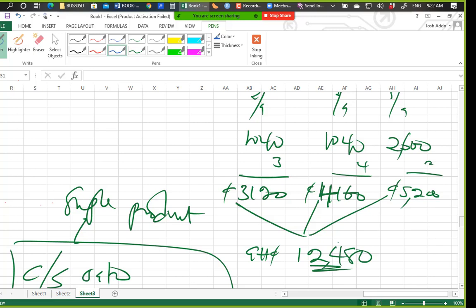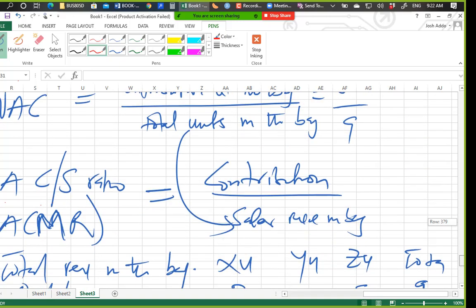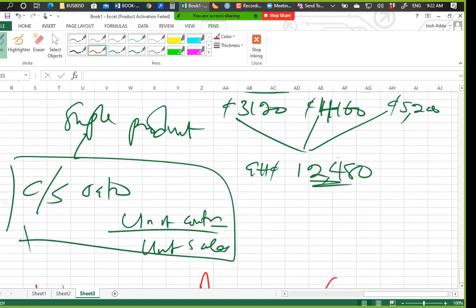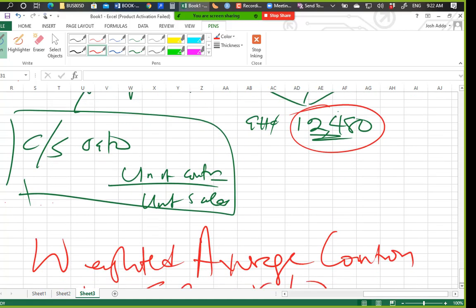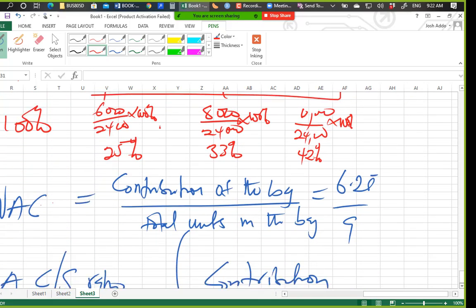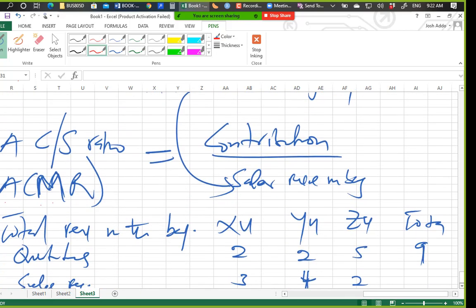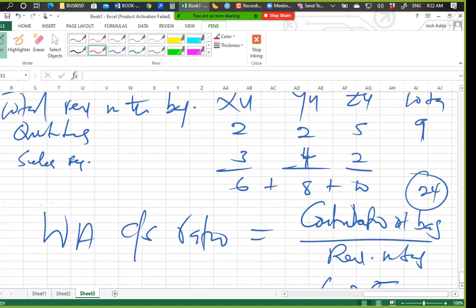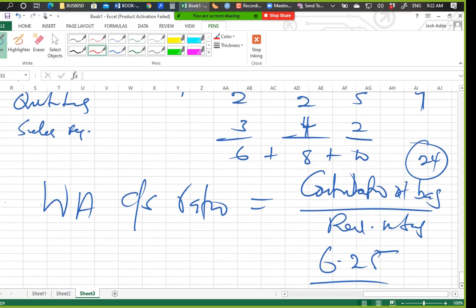But I said that instead of going by this approach, this is the physical quantity, and this is the selling price. Then it gives you this, the revenue, we add them. The weighted average contribution to sales ratio will make you get this figure straight away. And that's what we did. And then we have gone through all the procedures in calculating the weighted average contribution to sales ratio. That is the contribution in the mix or the bag divided by the total revenue in the bag.